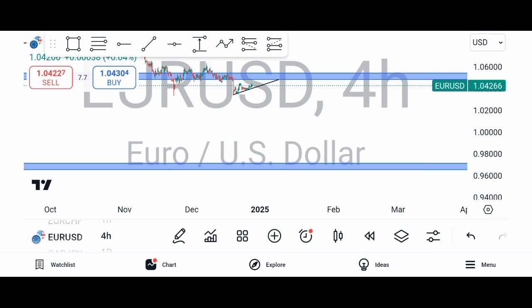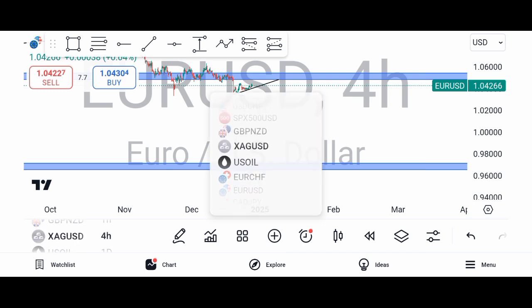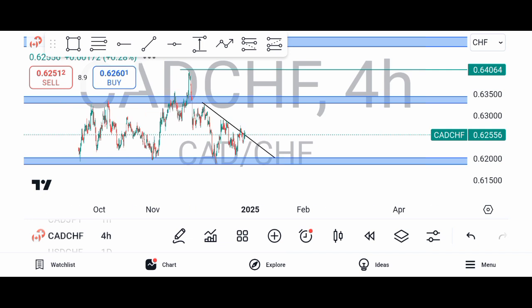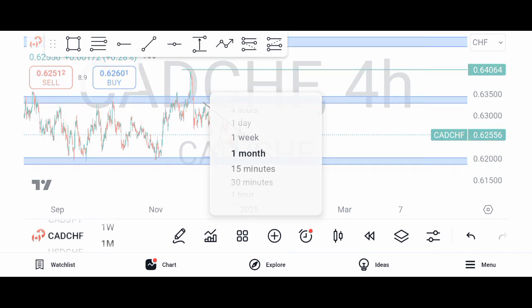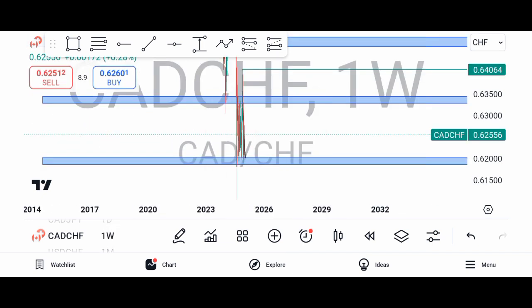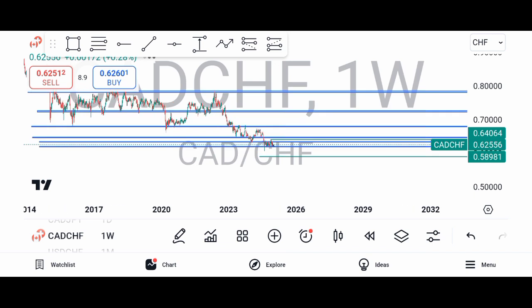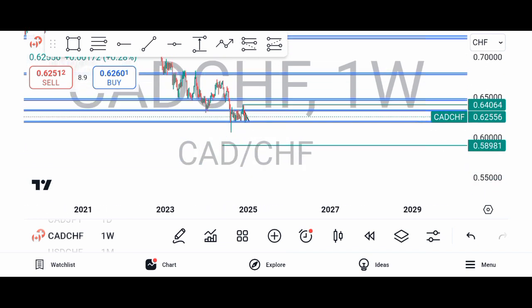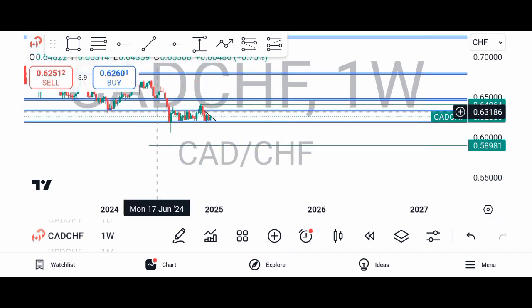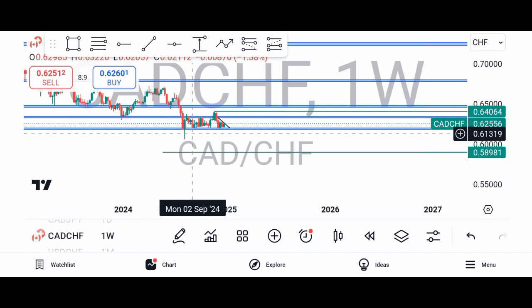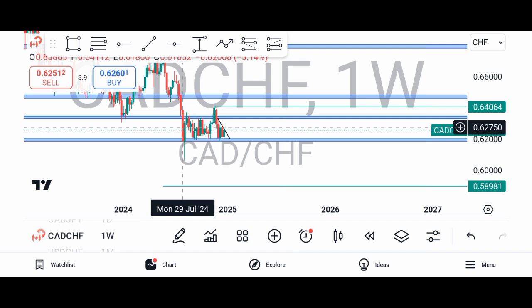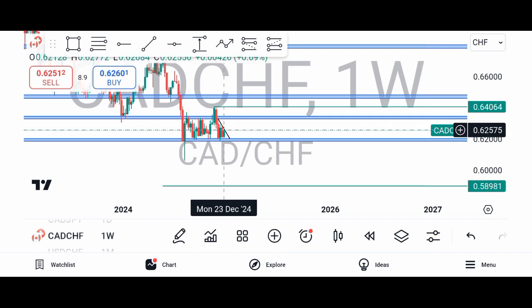Now let's move next to CADCHF. Now on the CADCHF, let me go to the higher time frame. On the CADCHF, you can see that CADCHF is on the downtrend and is stuck in a range. It has been trading in between the key level of support and the key level of resistance for a few months now, and is just struggling to break higher.